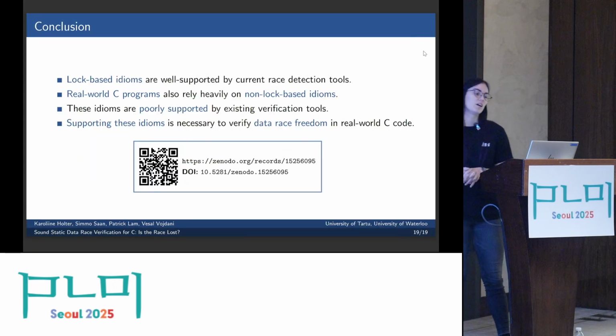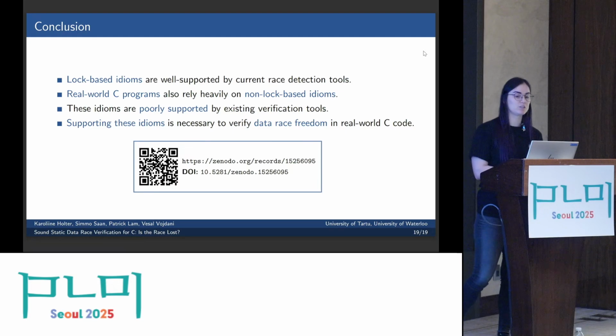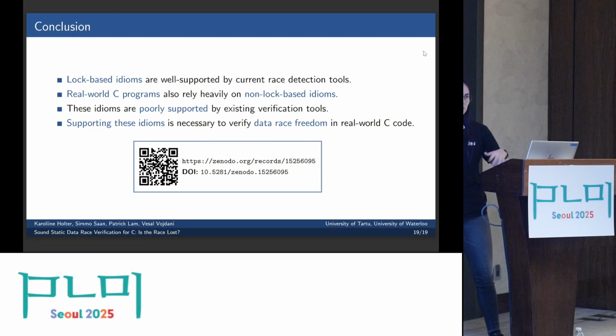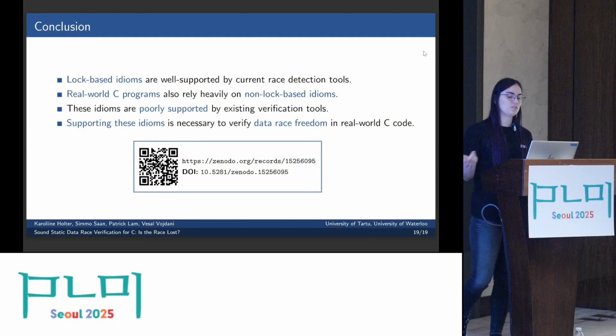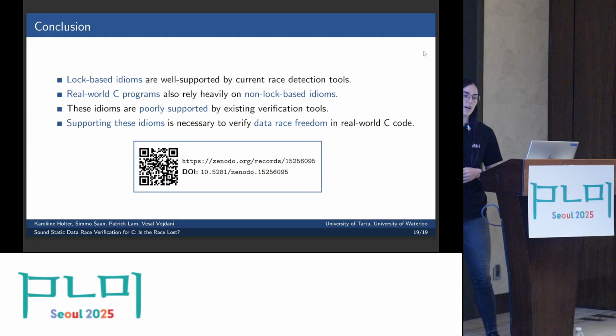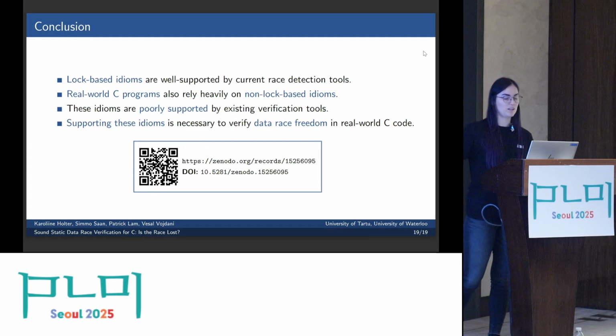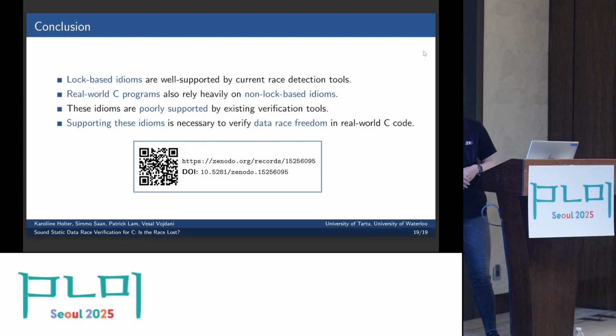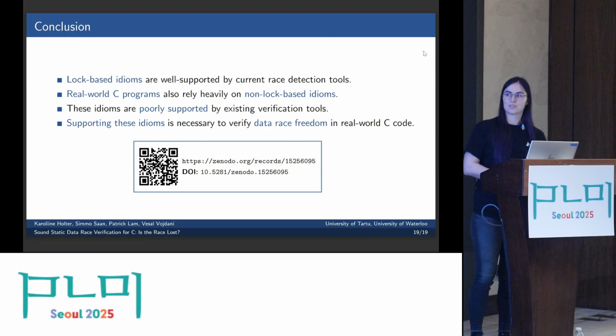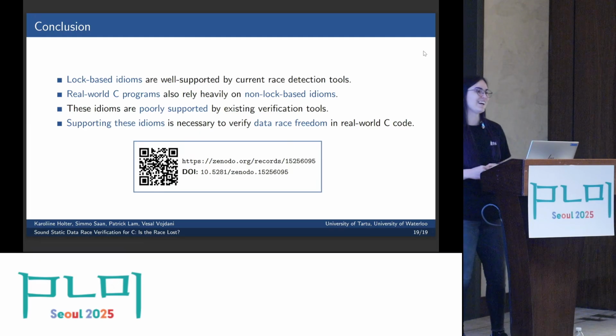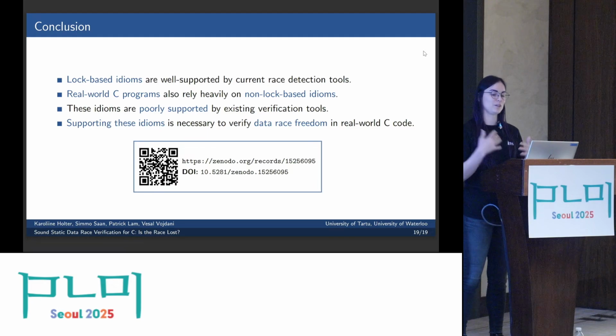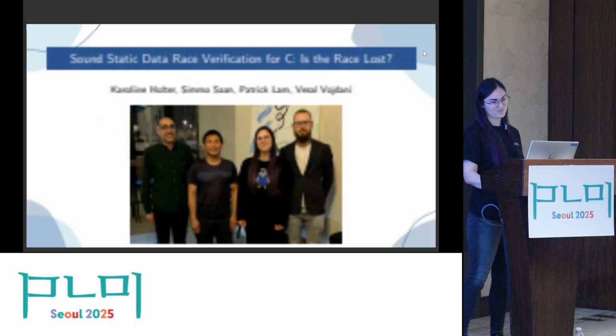So to conclude, lock-based idioms are pretty well supported by current race detection tools, so we can prove data race freedom in programs that use lock-based synchronization. However, real-world C programs actually rely on non-lock-based idioms as well, and these idioms are poorly supported, and we should try to figure out new methods to support these idioms to get closer to verifying actual real-world code using static analysis tools. That's all. Thank you.